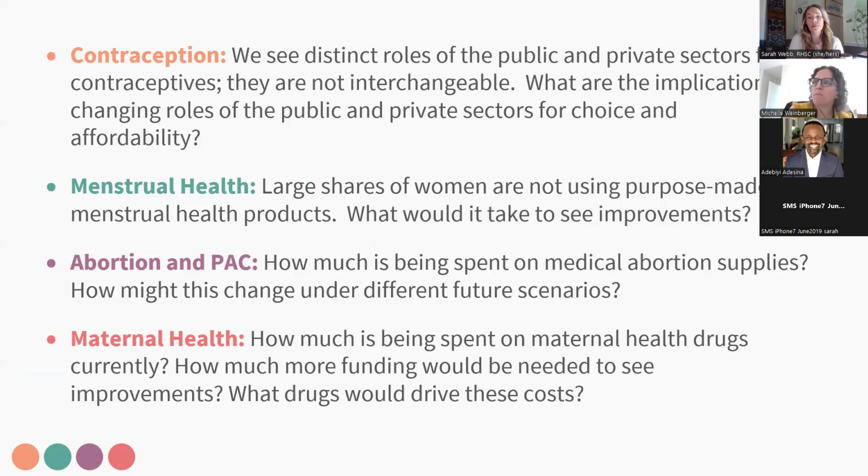But we thought we'd go through each health area so that we could see what results look like across all of them, starting with contraception, with an exploration of the roles of the public and private sectors and the implication of future changes. Next, we're going to look at menstrual health. And we're thinking here we could look at this question around what would it take to get improvements in the share of women who are using purpose-made menstrual health products.